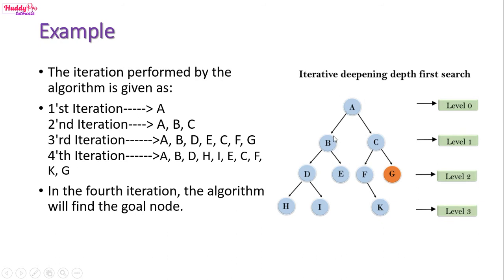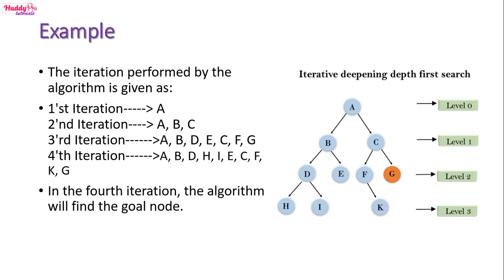So we have A, B, instead of going to D, it will go to C. Then from there, in the third iteration, from C, it will repeat. That's what I mean by iteration, each cycle. So the first one is A, then A, B, C. Since there is no goal node, this time the iteration will be A, B. It will now increase its depth from level 1 to level 2.